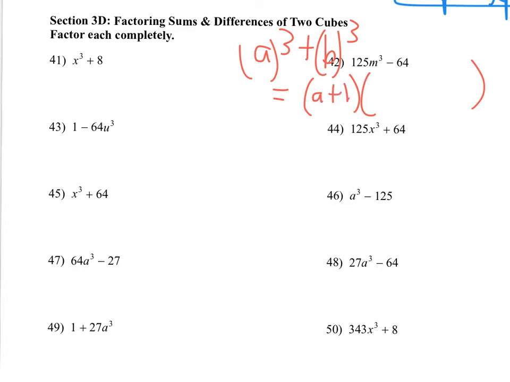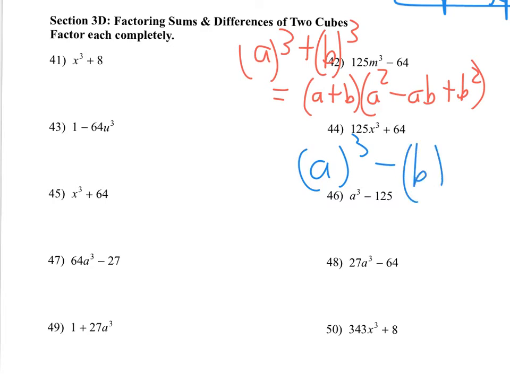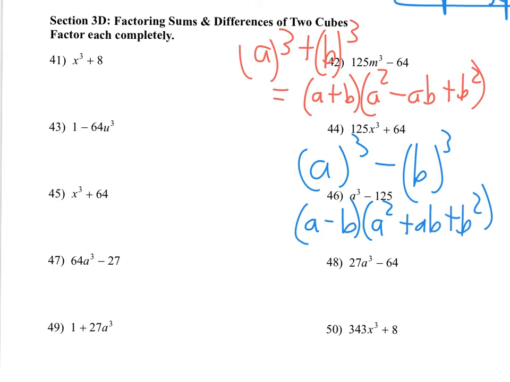It's a plus b, and then inside the trinomial is a squared minus a times b and plus b squared. If you have a difference of two cubes, in other words, you write it this way, so you have a cubed minus b cubed. The only thing that changes, it's going to be a binomial and a trinomial, is a minus b, and then it's a squared plus ab and plus b squared. That's if it's a difference of two cubes. These are new, but there's patterns you got to follow.